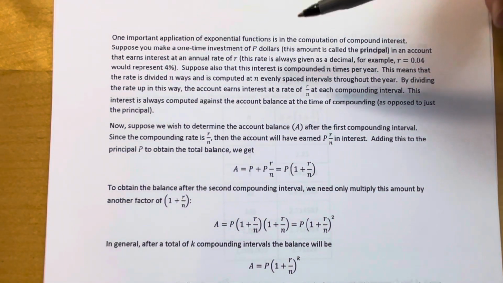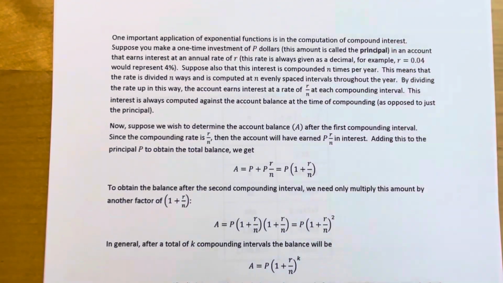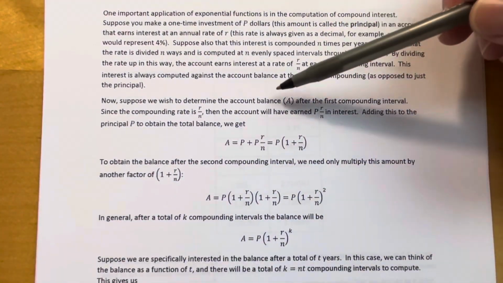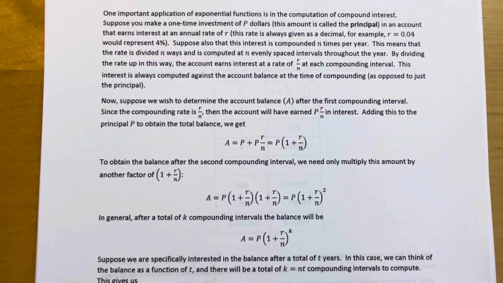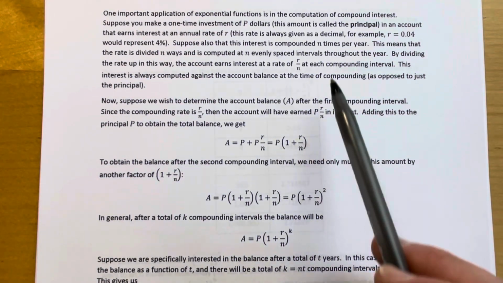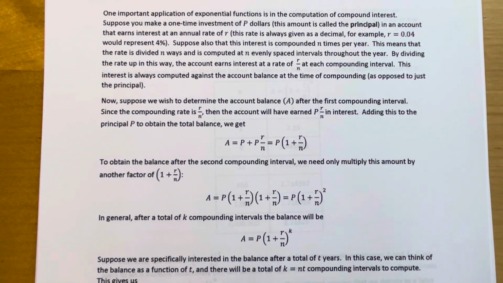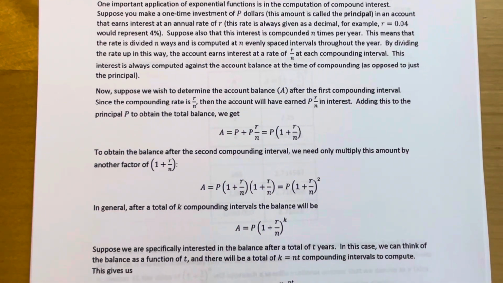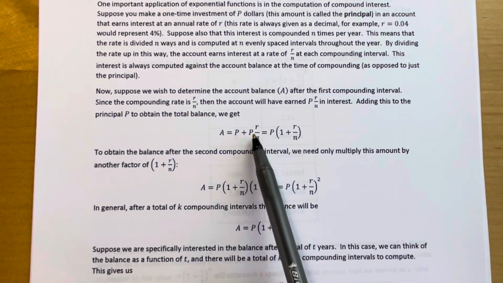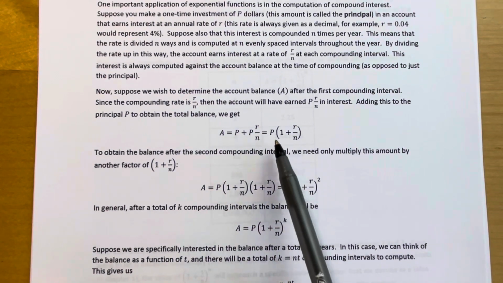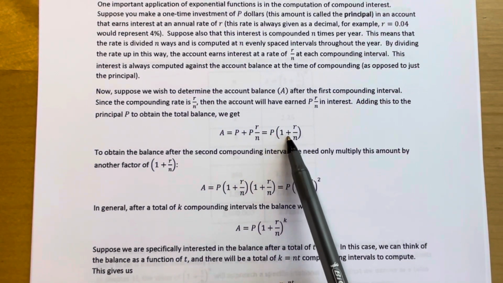Okay, so let's suppose that we have this information here, and we want to determine what the account balance A is going to be after the first compounding interval. Well, we have our principal P already in the account. And then we're going to multiply P by R over N, because that would give me the percent of P that I'm getting in interest in that first computation of interest. So A would equal my initial principal plus the interest that I'm getting, P times R over N, that rate. And if I factor the P out of this, I get P times 1 plus R over N.